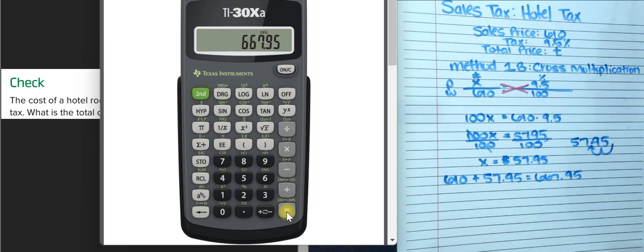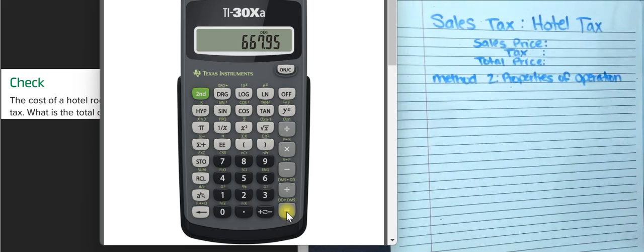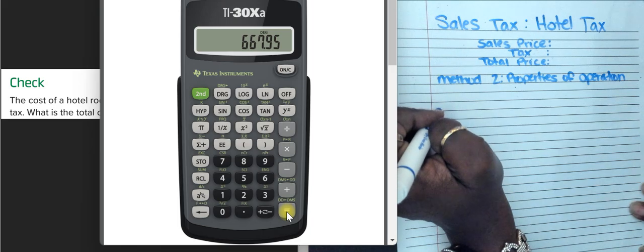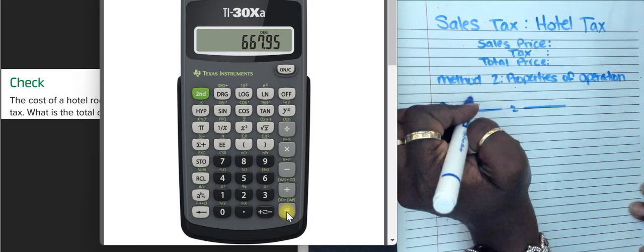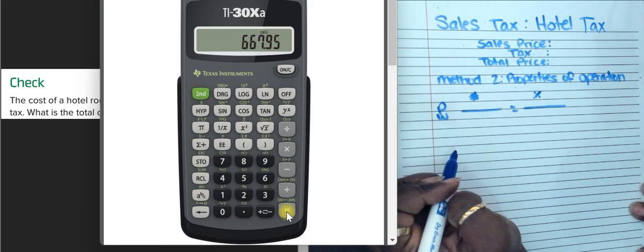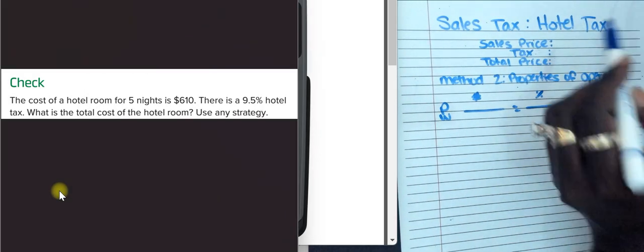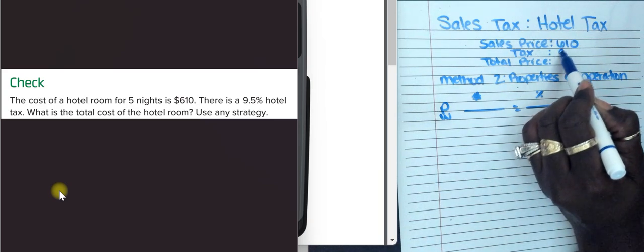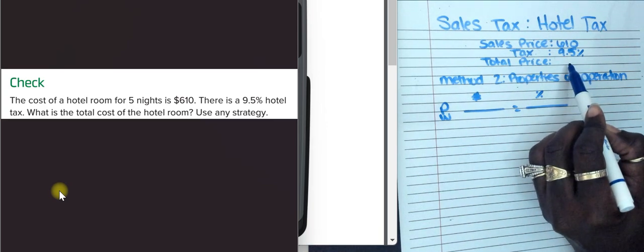All right, so let's try the second example or the second method, which is going to be the properties of operation. So we're going to do the same thing. We're still talking about ratios, and it's a part to whole comparison. So we'll do this. We'll put our dollar amount on the left-hand side. We'll put our percent on the right-hand side. And what do we know from the story? We know that the cost of the hotel is 610, so that's going to be our sale price. We know the tax is 9.5%, and we need to find the total price.